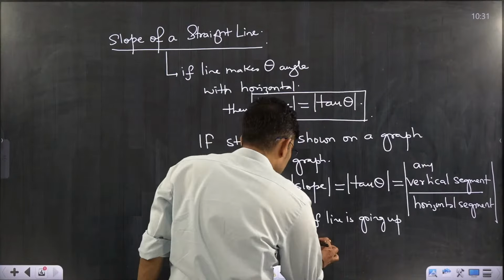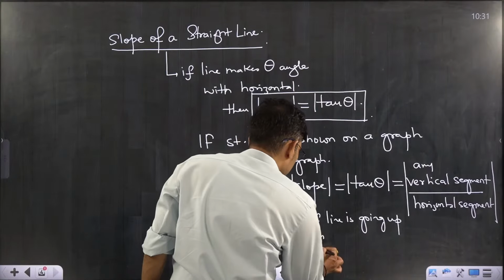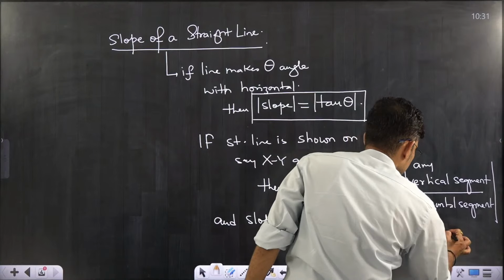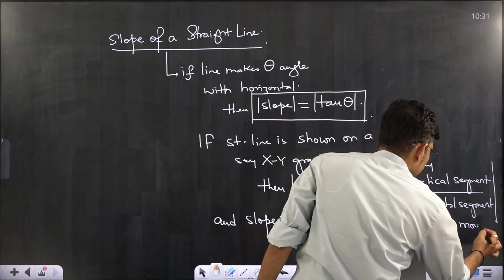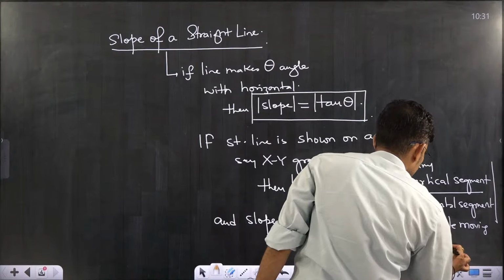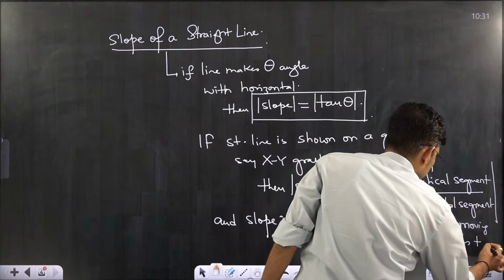If the line is going down, then you will take negative. If you are going up, positive, down, negative. As you are moving along which axis? X-axis. Means go from left to right and check the line. So try moving towards the positive x-axis and check whether the line is going up or coming down.